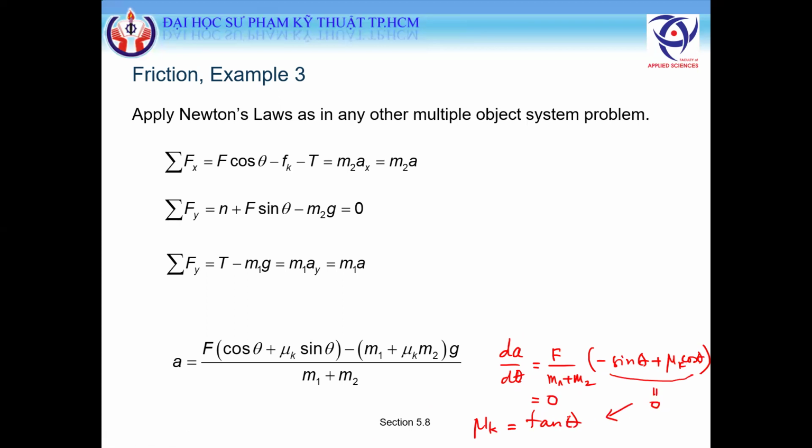So theta here will be the critical angle, so if theta equals the inverse tangent of mu k, right? Then A will be the maximum.